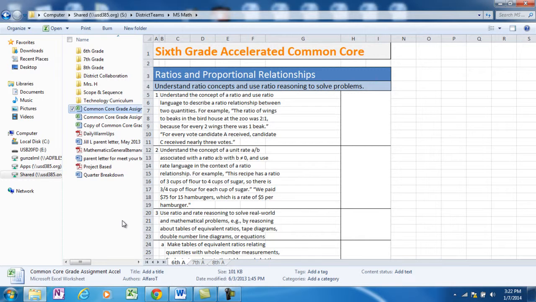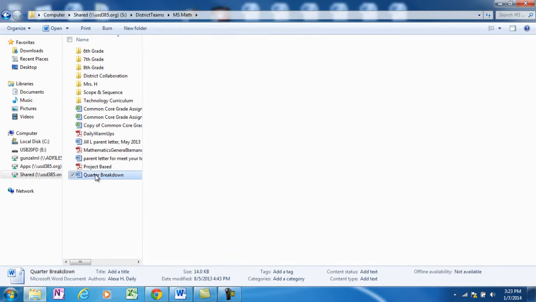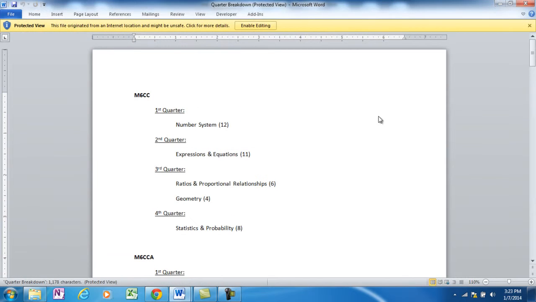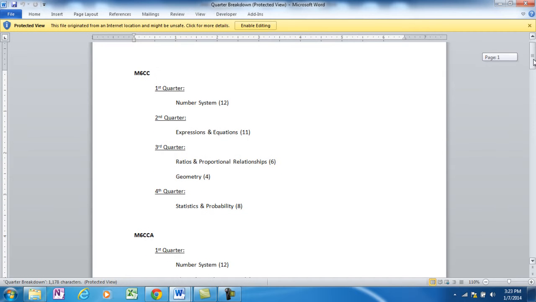After we determined what was going to be taught where, our next order of business was to break that down very specifically so that each teacher would be covering the same concepts within the same quarter. So when students move from building to building or from teacher to teacher, they have a common shared background.